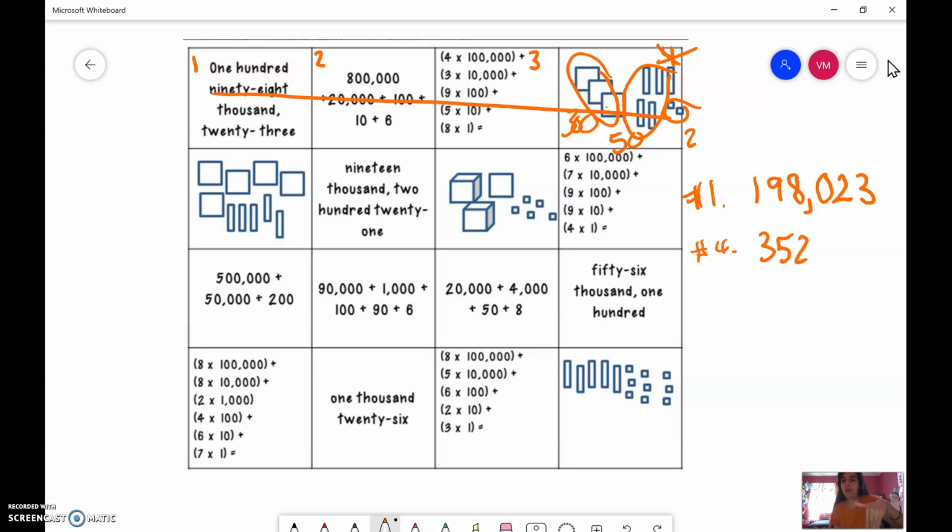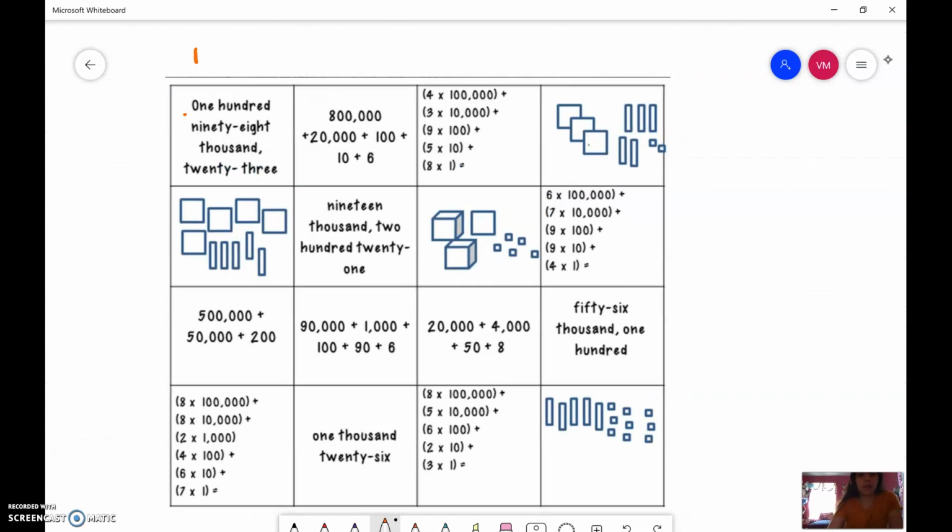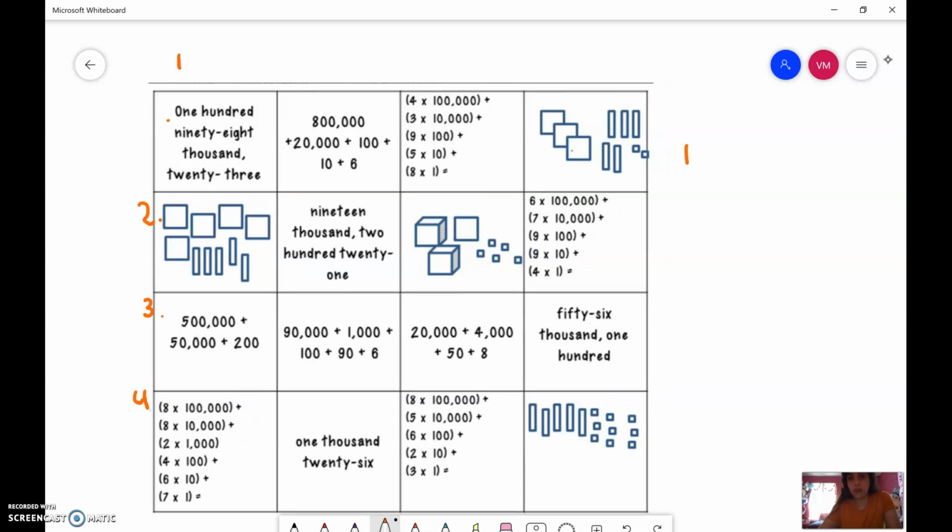But let's say now I'm gonna go another way. Okay, so I'm gonna erase this. You need to solve 4 in a row. I'm gonna put number 1, number 2, number 3, and number 4. So I already did number 1. So the answer for number 1, now I'm going vertical, but I can still see what you're probably doing. 198,023. Now if you want to, it's already in word form. You can do it in expanded form if you want to.